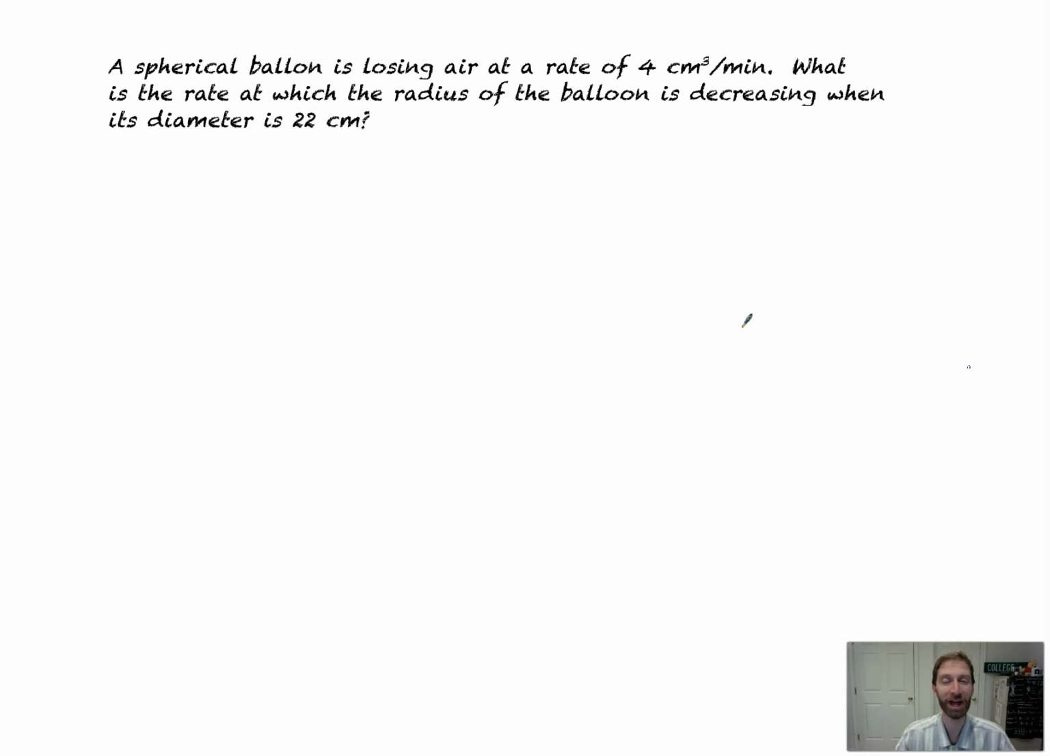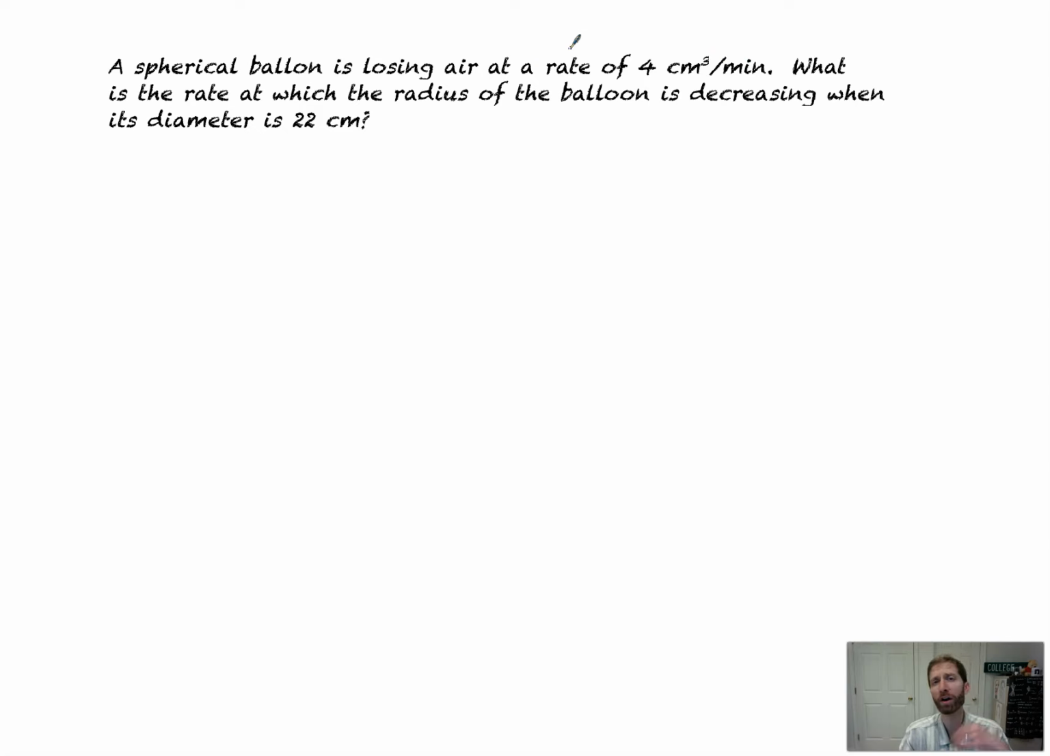Here we are for another classic related rates problem. This one is the rate at which volume and radius of a sphere is changing. Very classic problem. A spherical balloon is losing air at a rate of 4 cm³/min.